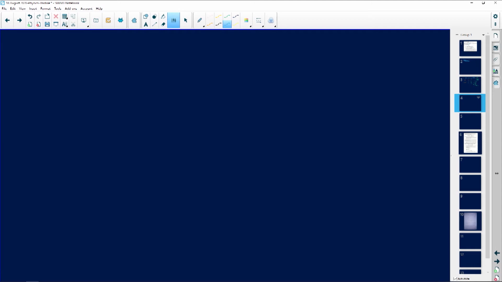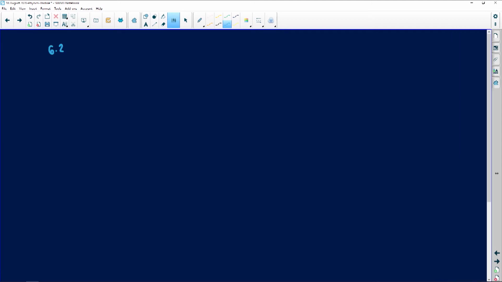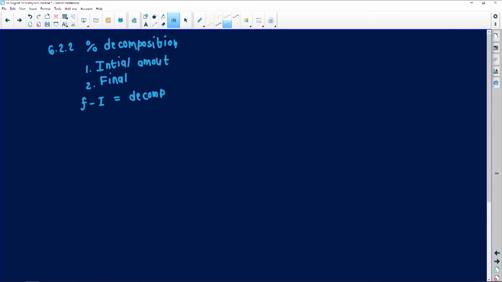So this is 6.2.2. I just want to write some steps here. So for percentage decomposition, if you ever forget it, firstly, you need to find out what you had initially, the initial amount. Once you have the initial amount, you also need to find the final amount. And then between the two, you're able to know what happened. Like in physical science, we always say final minus initial. That will give you the decomposed. And that will then be over the initial amount.